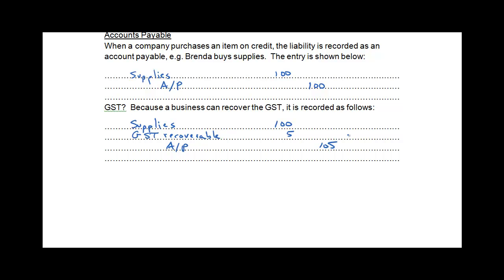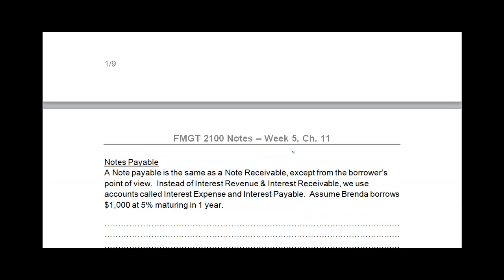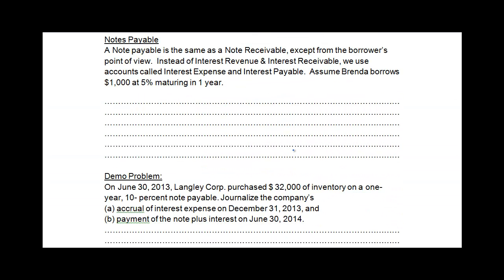Now, this is called GST recoverable, right? That GST recoverable is a current asset, not an expense. Why? Because it's recoverable, meaning we will get it back, as you will see very soon.